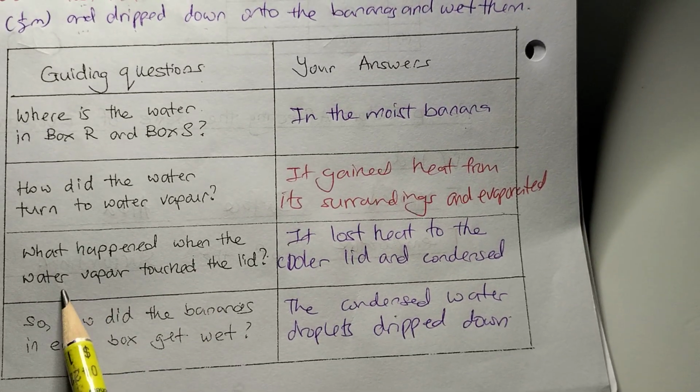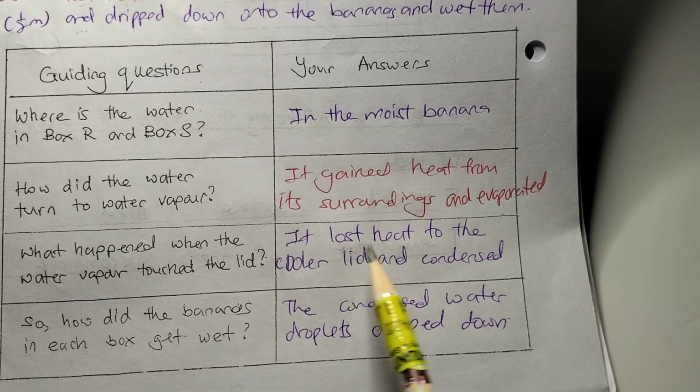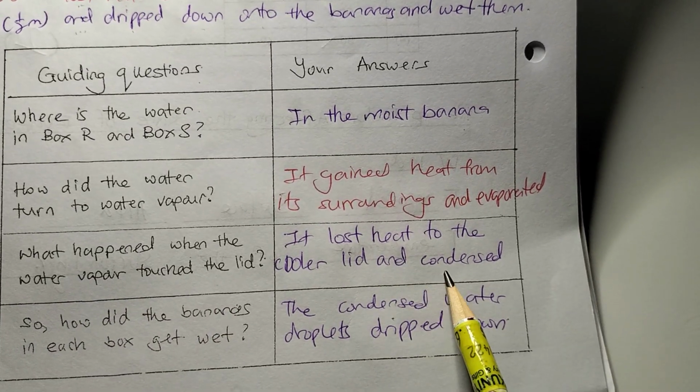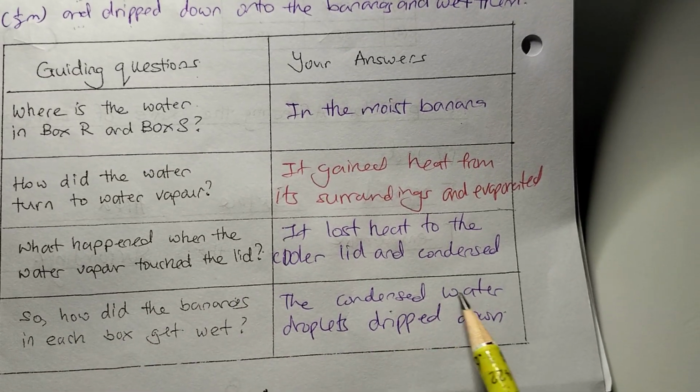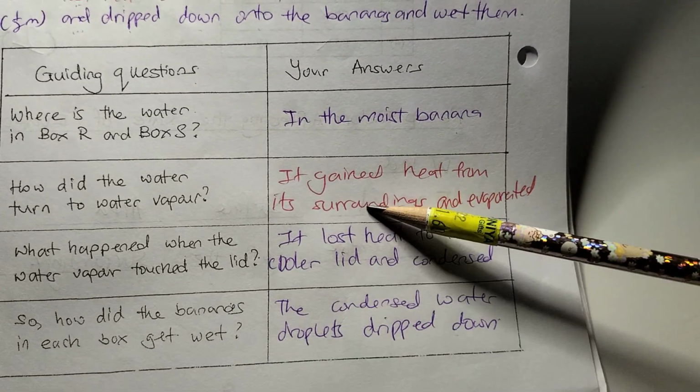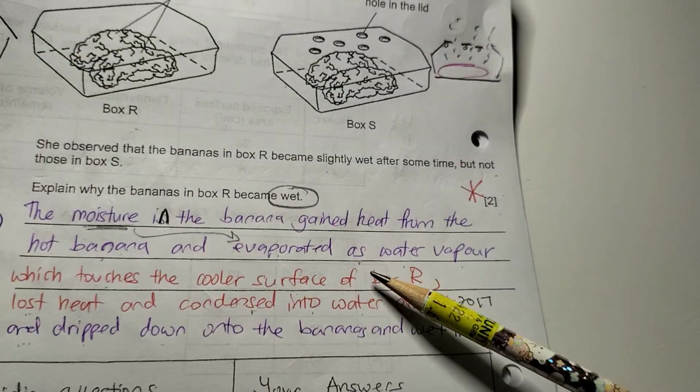What happened when the water vapor touches the lid? Of course, it will lose heat and it will condense. So how did the bananas become wet? The condensed water droplets drip down. This is a step-by-step understanding of this question. Next part.